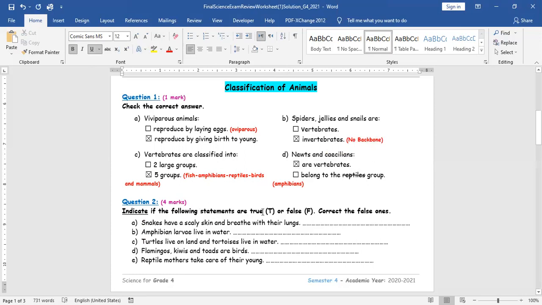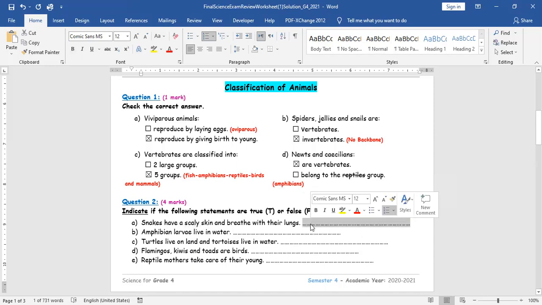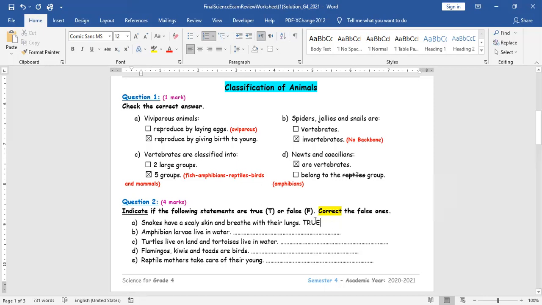Indicate if the following statements are true or false. Please, you have to pay attention that you have to correct the false statements. Snakes have a scaly skin, so they have scales and they breathe with their lungs. This is a true statement. Snakes belong to the reptiles group. They breathe with their lungs and their bodies are covered with connected scales.